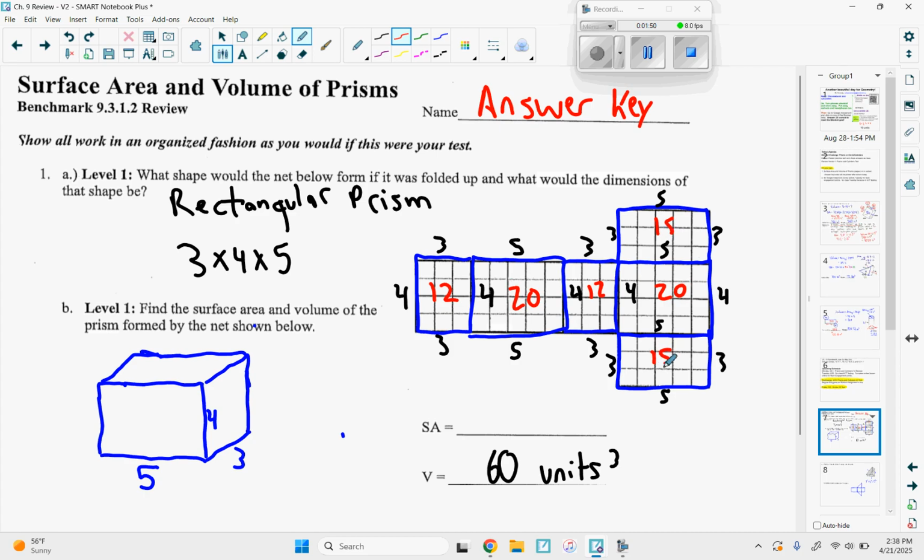And what we'll notice for surface area is there are 2 of each of those rectangles. And so when we add this together, we got 2 12s plus 2 20s plus 2 15s. And so we get a total surface area of 94 units squared. All right, and if we folded this net up, it would look like this rectangular prism here. All right, let's go on to number 2.